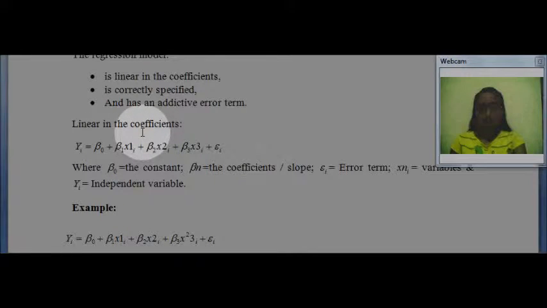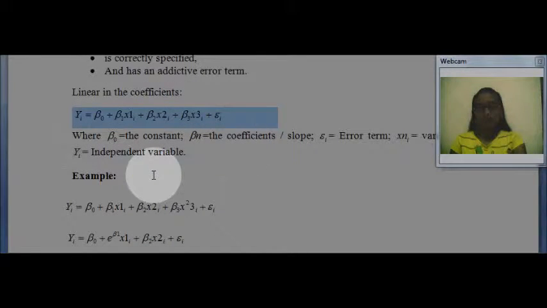Let me explain the equation. Y represents the dependent variable, where beta 0 is the constant, beta 1, beta 2, and beta 3 are the coefficients, x1, x2, and x3 are the variables, and this is the error term. This is a typical linear equation.